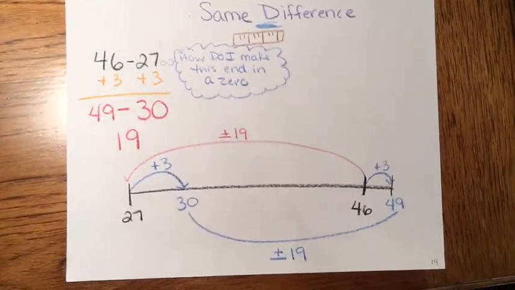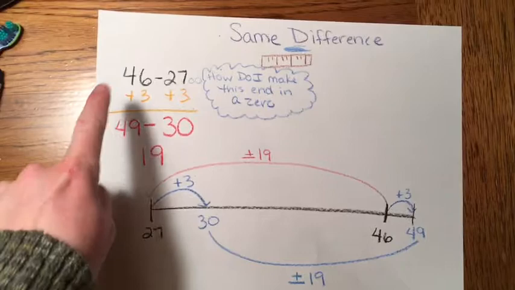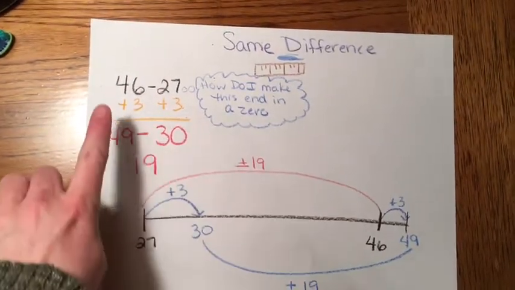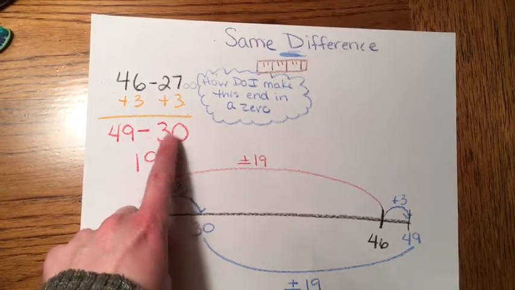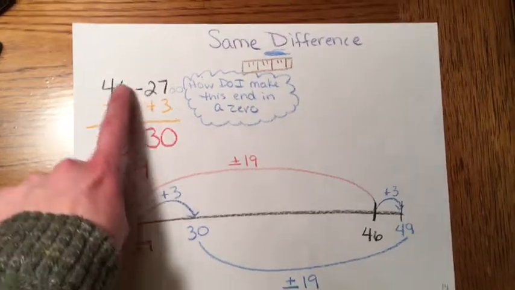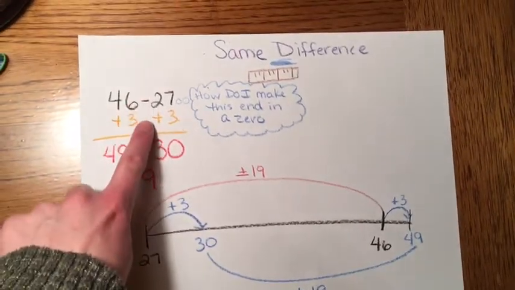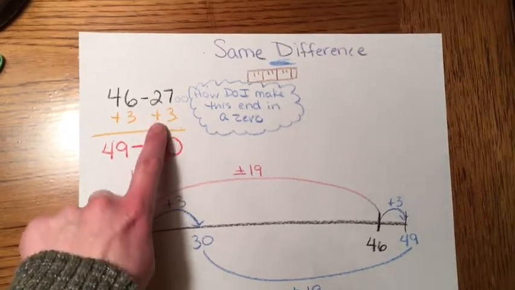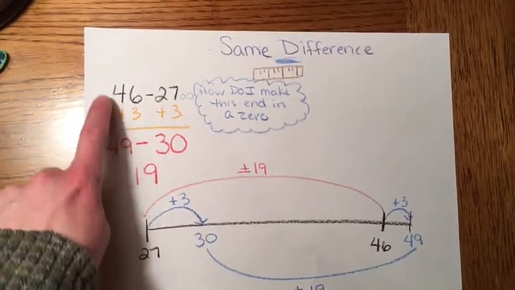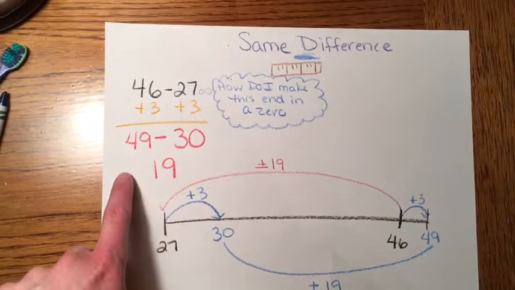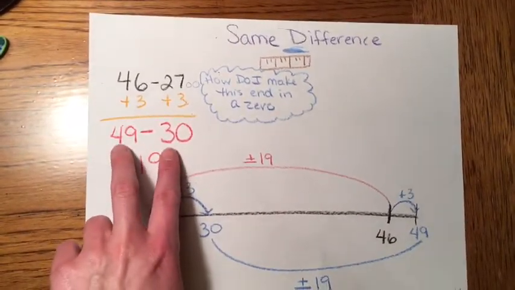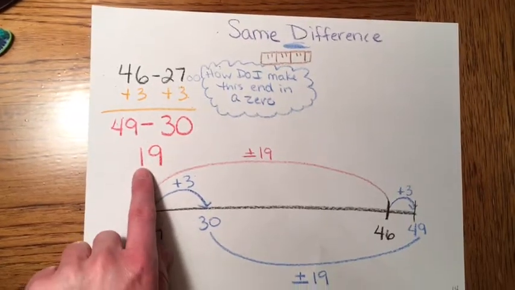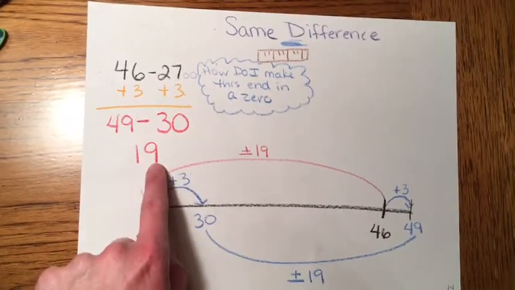Like I said, same difference is one that looks a little bit better when we're using addition problems like this. So again, we're looking at the second number. We want to make it a nice number with a 0. So 27, we added 3 to make it 30. What we do to one, we need to do to the other one. So 46 plus 3 is 49. When we subtract those two, we only have to subtract the tens group then. So we're left with 1 there, and 9 minus 0 is 9.